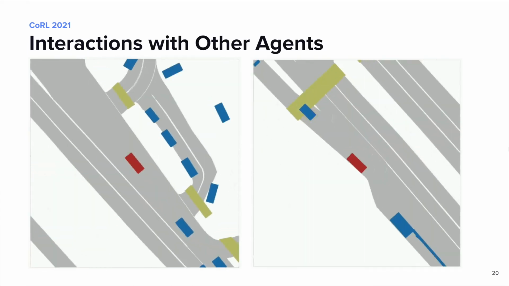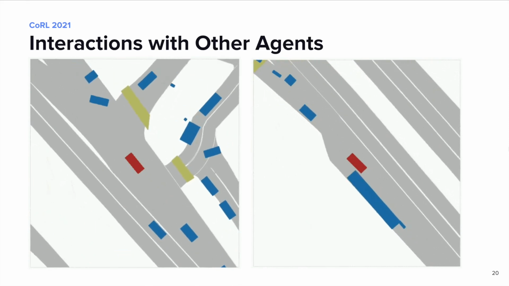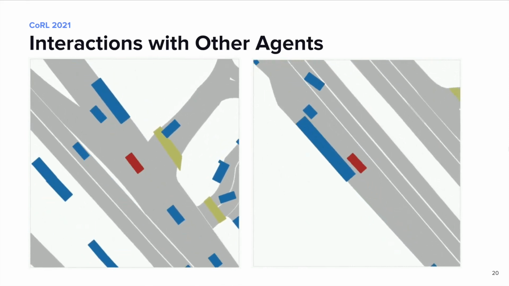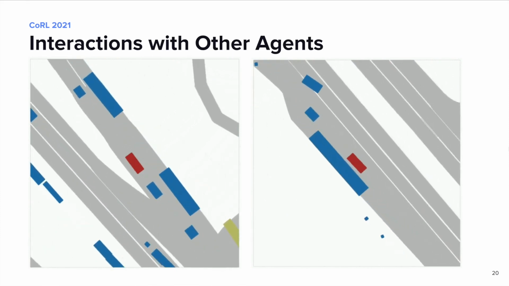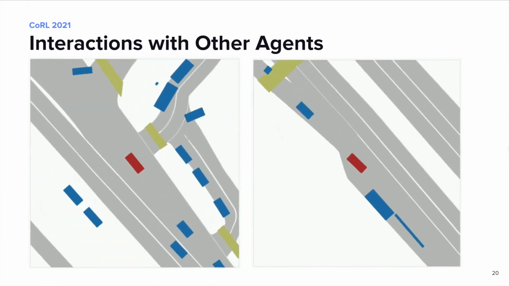On this slide, we show different interactions with other agents. In the left image, a vehicle cuts in front of us and we successfully slow down to yield. Then we nudge past a truck parked on the right side of the road, a behavior we also see in the right clip.